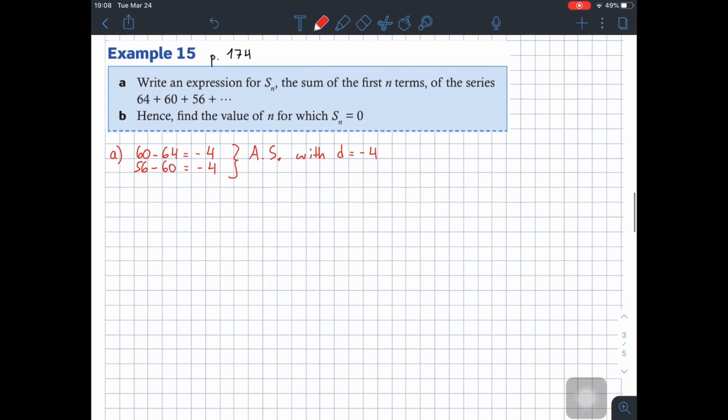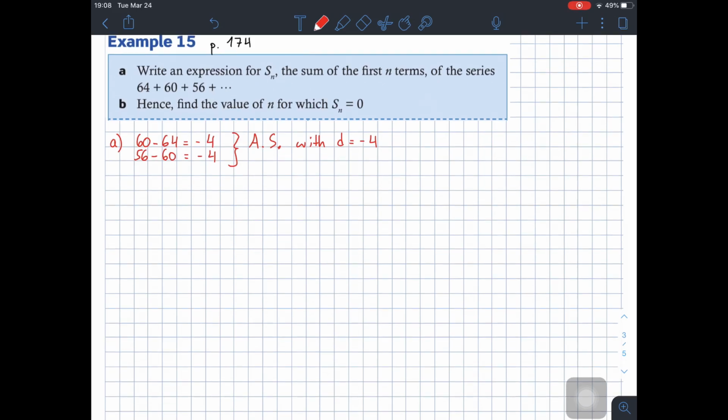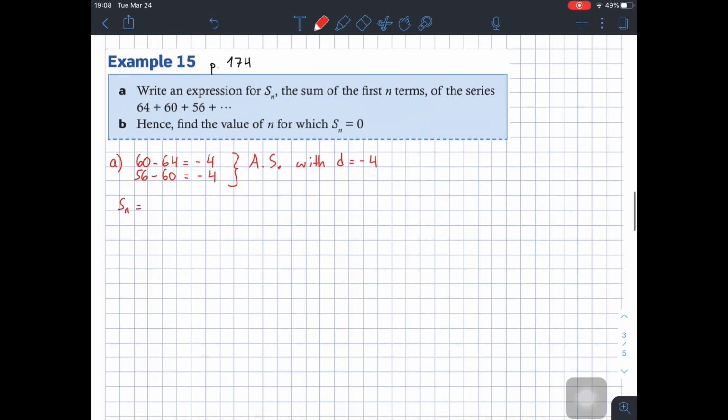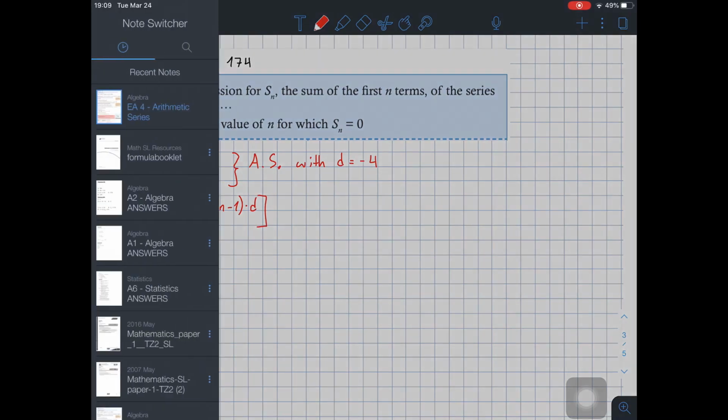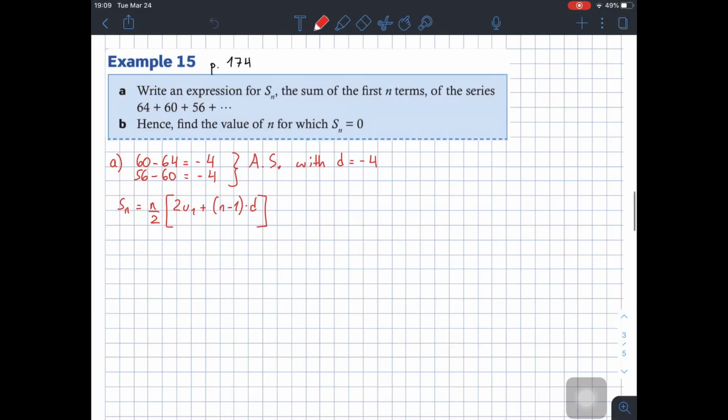Okay, so we want to find an expression for S of n, the general formula to find the sum of the first n terms of the sequence. So by applying the formula we already know, you see that in this case we don't have the last term, so it's better if we use the other part of the formula, which is n divided by 2 times 2u1 plus n minus 1 times the common difference. Remember, this formula is available in the formula booklet. It's this one, okay? You don't need to memorize the formula.